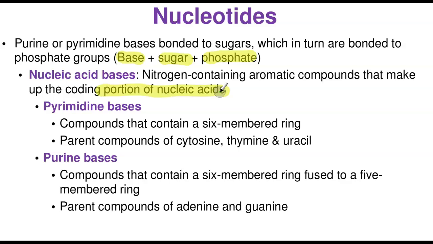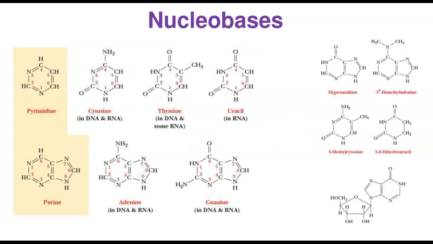The pyrimidine bases are derived from the pyrimidine ring. The pyrimidine ring is made up of a 6-membered aromatic ring, and it is the parent compound for cytosine, thymine, and uracil. We're going to see this on the next page. And then there are the purines. The purines are compounds that contain a 6-membered ring that is fused to a 5-membered ring. They derive from the main parent, which is purine, and it is the parent of both the adenine and guanine bases. So we have 3 pyrimidine bases and 2 purine bases, and that's what we're going to see.